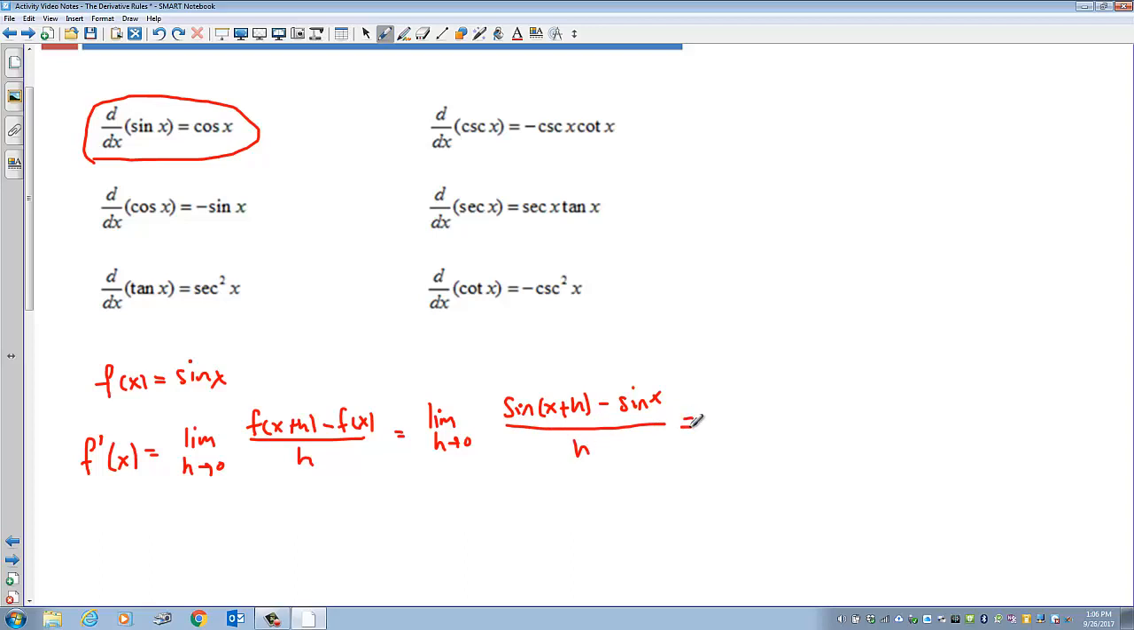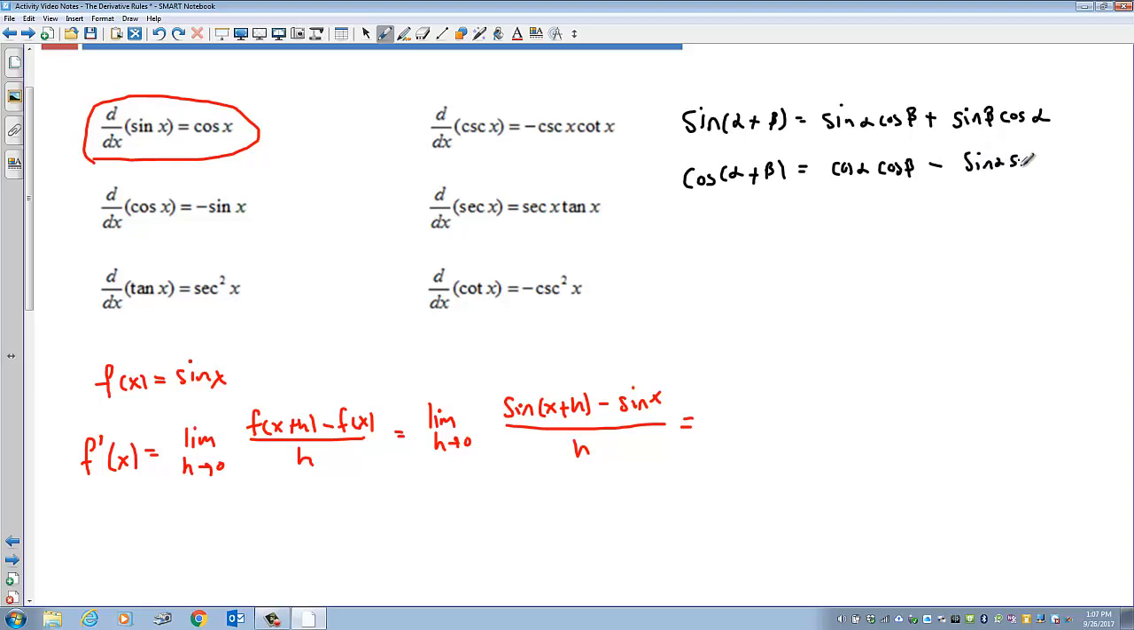But I'm remembering some of my trig, and there's actually a trig rule that tells me how to work with a sine of an angle plus an angle. So there's a trig formula, if you want, that says the sine of alpha plus beta is equal to the sine of alpha times the cosine of beta plus the sine of beta times the cosine of alpha. There's also a rule for the cosine of alpha plus beta, and it is the cosine of alpha times the cosine of beta, minus the sine of alpha times the sine of beta.